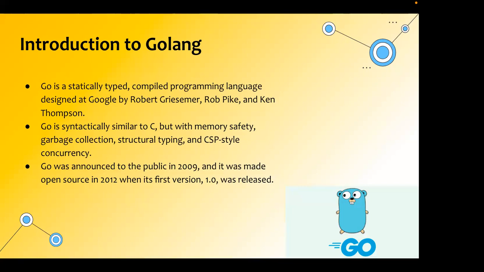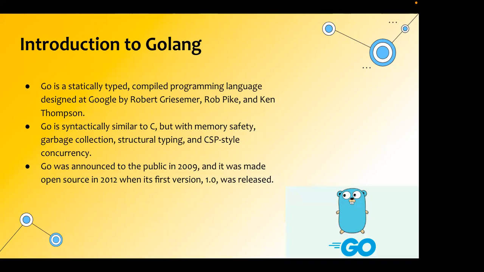Okay. Second point is it is very similar to C, but with advanced features like memory safety, garbage collection, structural typing, and concurrency. Okay, so these are the additional or advanced features on top of C that this language provides. So if you know the core concepts of C, it will be very easy for you to understand Golang. Most of the concepts are very similar to C.